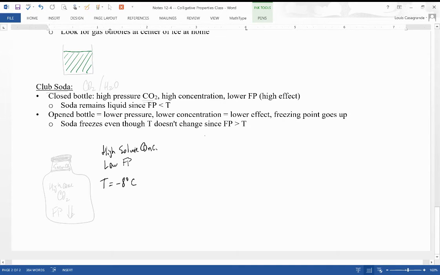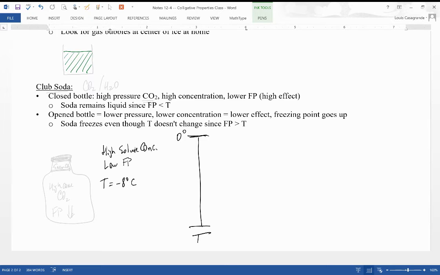So let me draw a little diagram. I like this diagram here because it kind of shows us what's going on. This is a diagram of temperature, and up here is 0 degrees. And what does 0 degrees represent? Think about that for a moment.